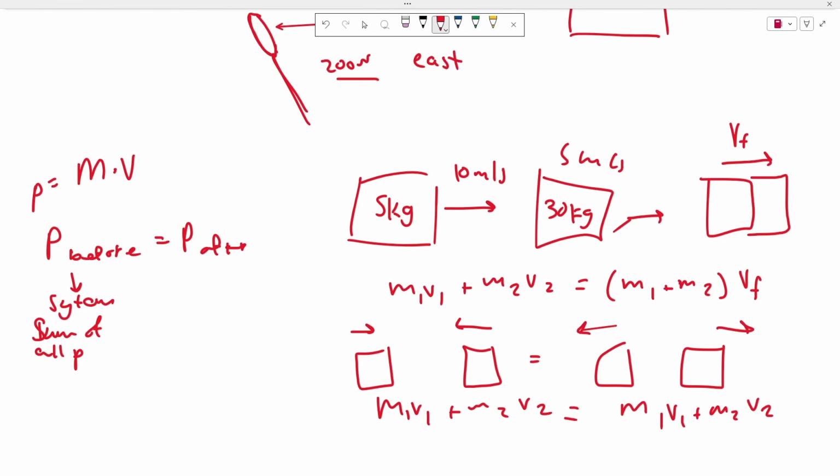So these two boxes were going towards one another. When they collided, they bounced off of one another and went in the opposite direction. Okay, so just remember to move the sign around. If this object has a positive velocity, this object now has a negative velocity. If this one had a negative velocity, it has a positive velocity, because they're changing the direction that they're going in. Okay.